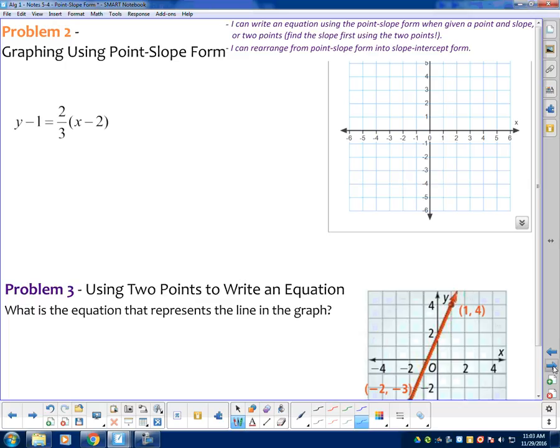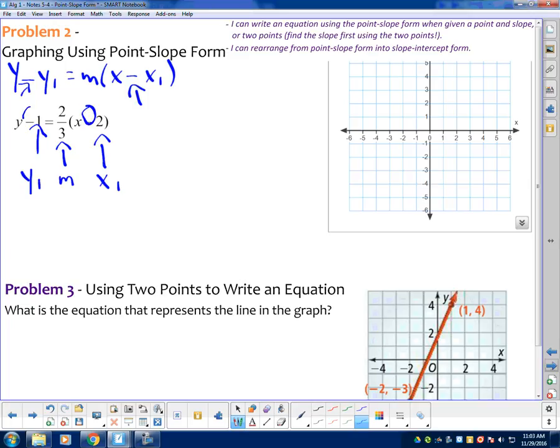So here, the 1 is my y1. The 2/3 is my m, and the 2 is my x1. Notice that in the formula, y minus y1 equals m, x minus x1, there are minus signs here and here. So if you see a minus sign in the equation, as we have here and here, we know that the values of x1 and y1 have to be positive.